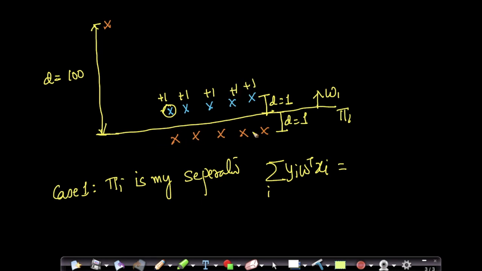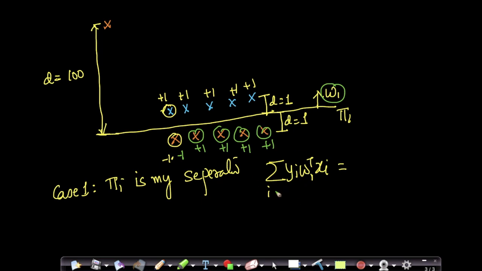What about these points? These points have Yi equal to -1. Take this point, Yi equals -1. What about W1 transpose Xi? Since my W1 is in the opposite direction, my W1 transpose Xi for this point is -1, right? So when I multiply both of them, I'll get +1. Similarly, for this point also I'll get +1, and for this point also, +1 and +1.